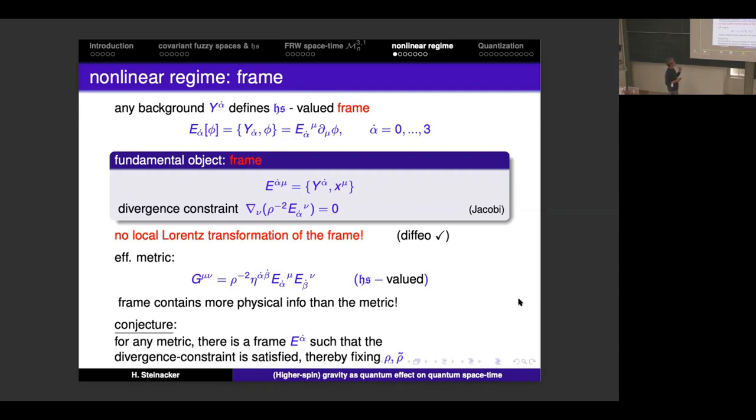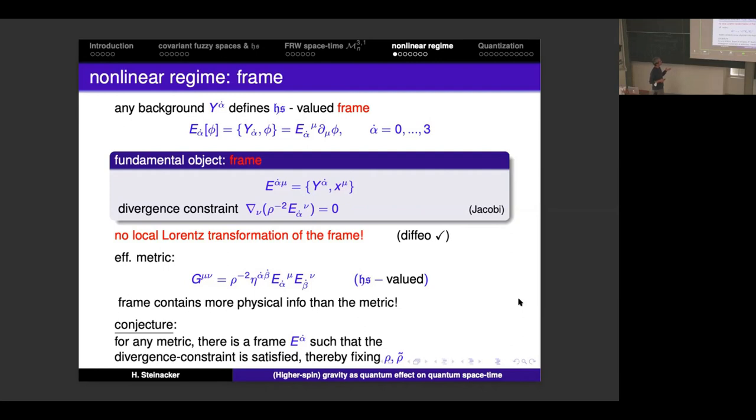So there are no local Lorentz transformations on the frame. You shouldn't think of a frame bundle here. These are in some sense gauge fixed frames that you get here. That's just the way they come out. And all of these objects are actually really higher spin values, strictly speaking. I'm hiding the hint of higher spin dependence. In principle, all these objects are higher spin values, but let's focus on the lower spin sector, which is the classical thing. And the fact that you have no local Lorentz transformations means that the frame actually contains more physical information than usual. And that's something which we don't understand really fully.